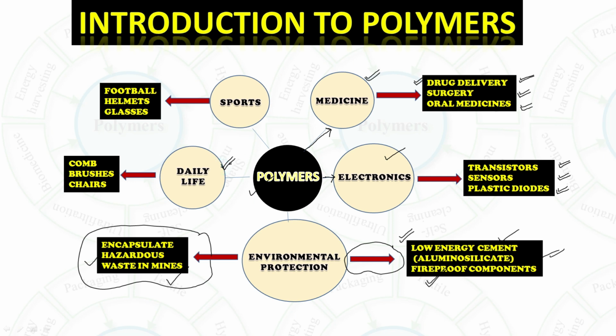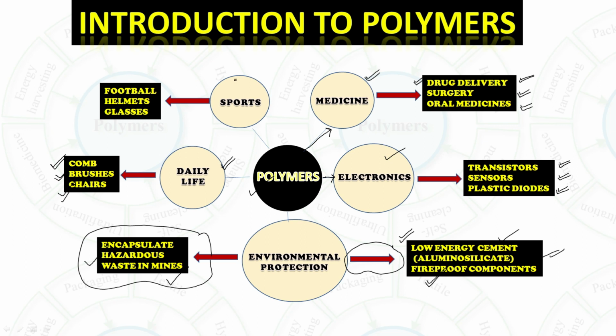See, daily life means, if you are early in the morning and you slip your feet into the slippers, then those slippers are generally made up of polymers, right? If you comb your hair, then all these combs are also made up of polymer, especially nylons are used. Then brushes or your toothbrush bristles, they all are made up of the polymer. Similarly, plastic chairs are also there. So in daily life also, immense uses of these polymers are there.